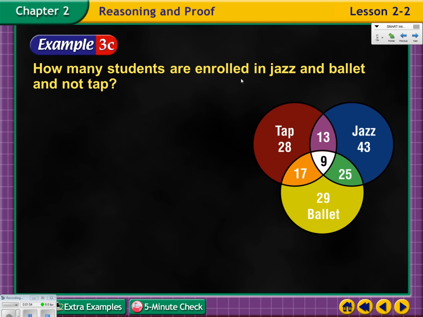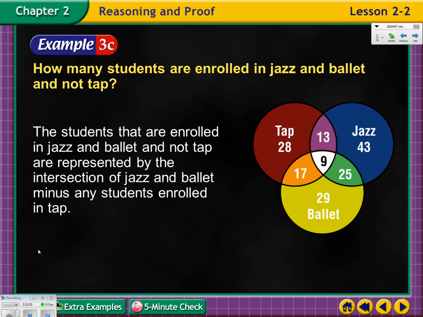How many students are enrolled in jazz and ballet? In order to be included in this one, for the students for both, they must be in both of them. The students that are enrolled in jazz and ballet, and not tap are represented by the intersection of jazz and ballet minus the students enrolled in tap. So we are looking at the jazz and the ballet.